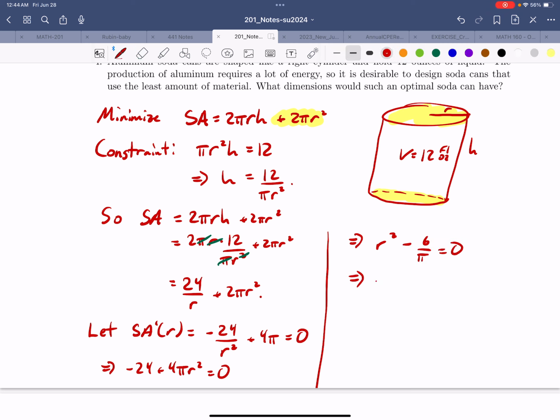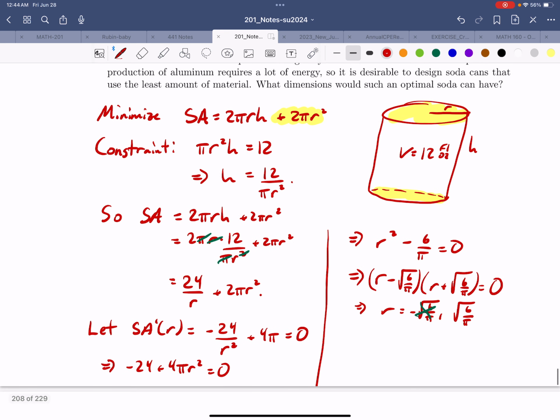And this implies that we could factor this into r minus the square root of 6 over pi, times r plus the square root of 6 over pi, equals 0. And that implies that r equals negative root 6 over pi, which is nonsense, or r equals positive root 6 over pi.